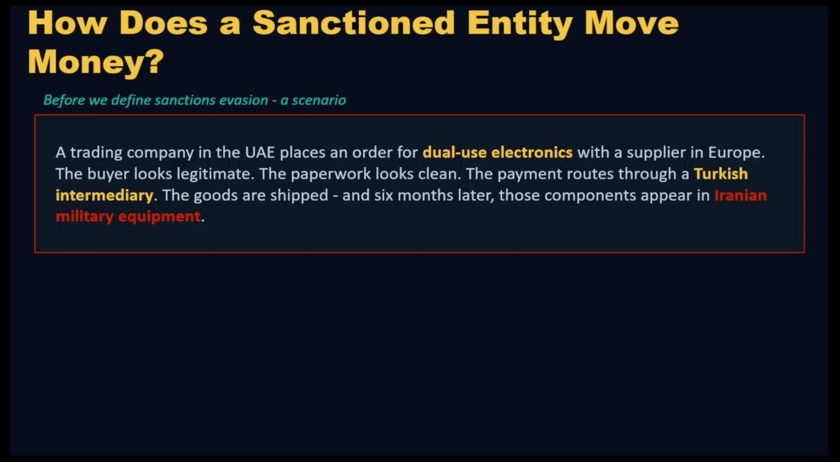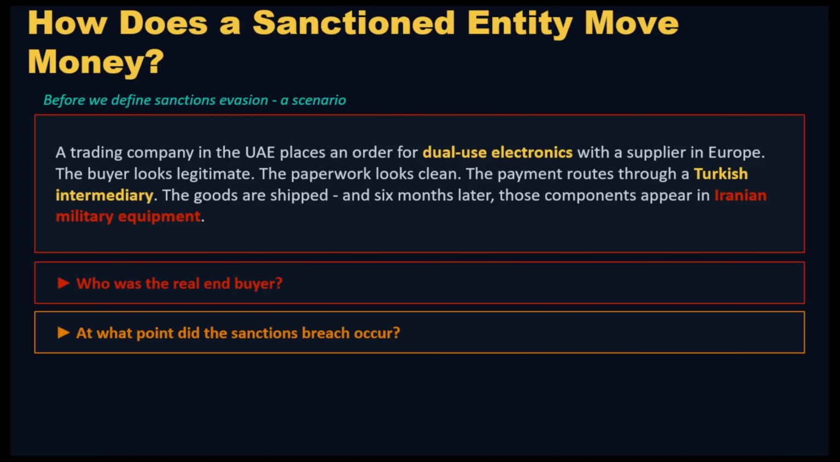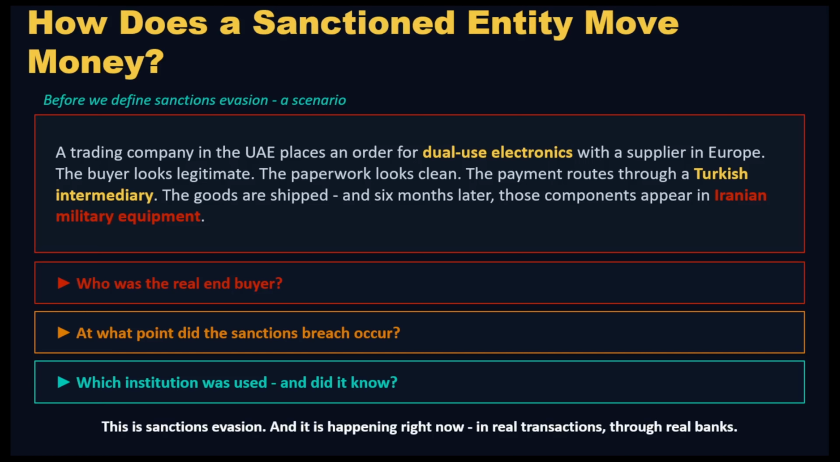So now ask yourself 3 questions. Who was the actual real end buyer? At what point did the sanctions breach occur? And which financial institution was used, and did it know what was happening? These are the things to think about. So this is sanctions evasion. That's what we call sanctions evasion.